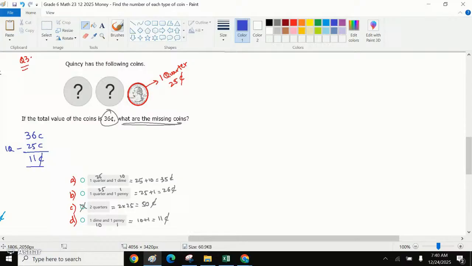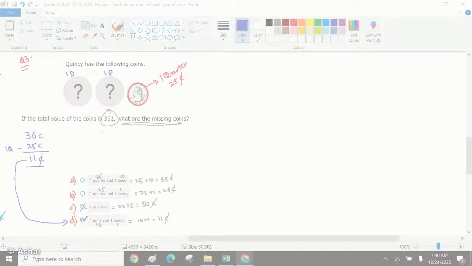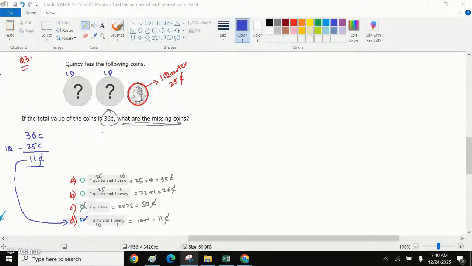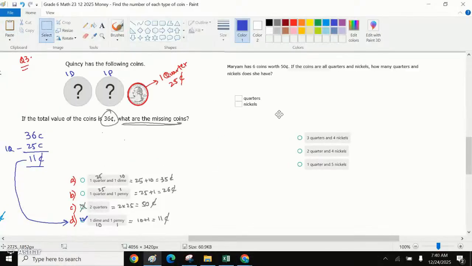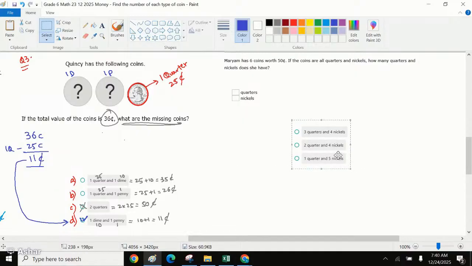Is there any combination of the coins which shows us 11? Yes, there is one combination, and that is option D. If we would have 1 dime and 1 penny and 1/4. Okay, very good. Let's try one more. The next question says, Mariam has 6 coins worth 50 cents. Okay, I'm just copying the question on the screen for you. These are the options given.